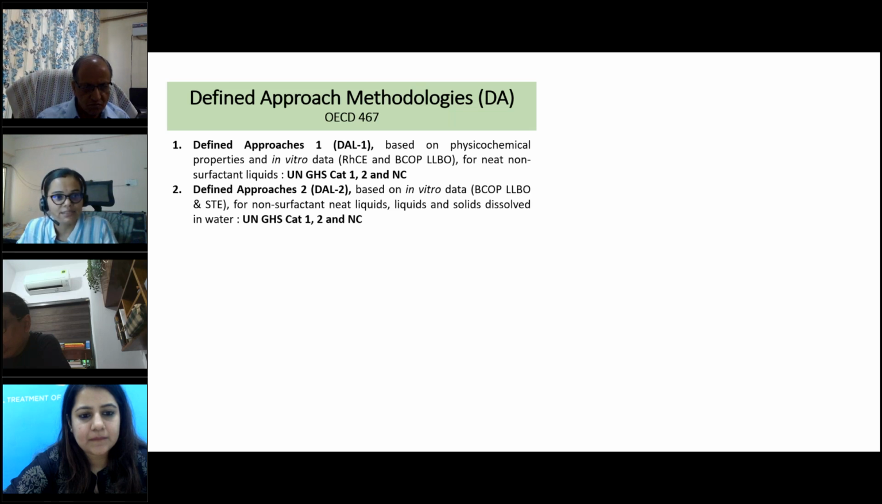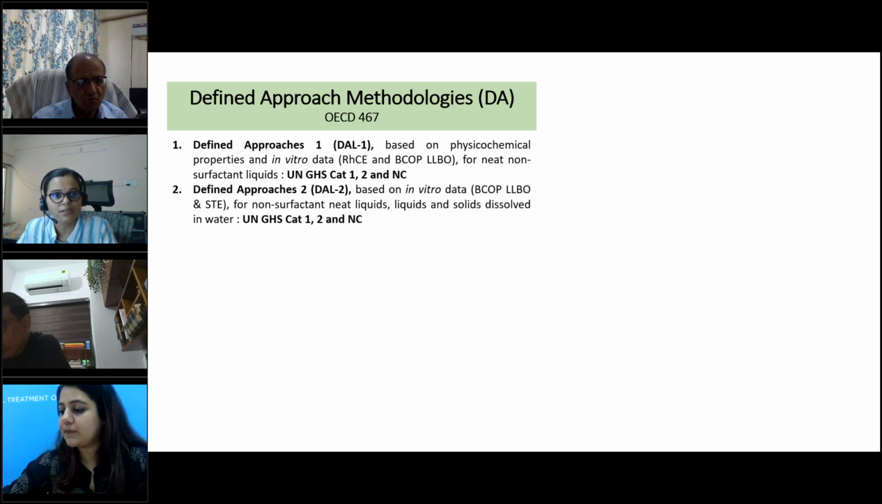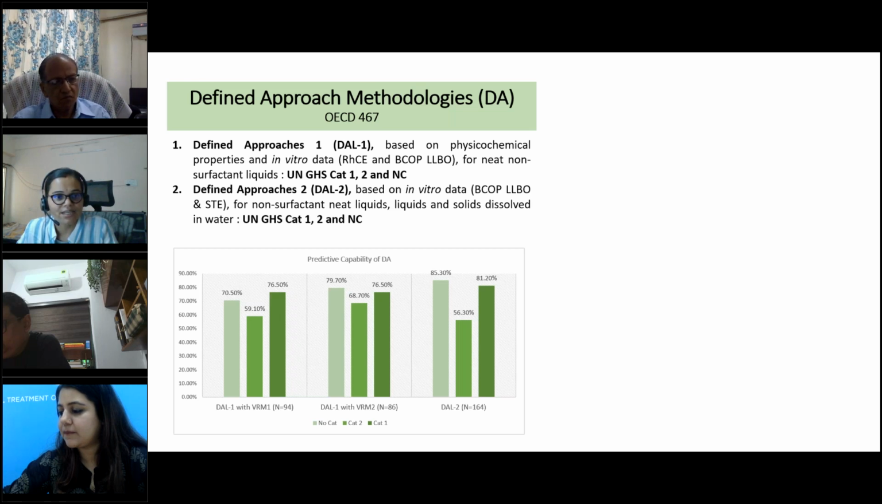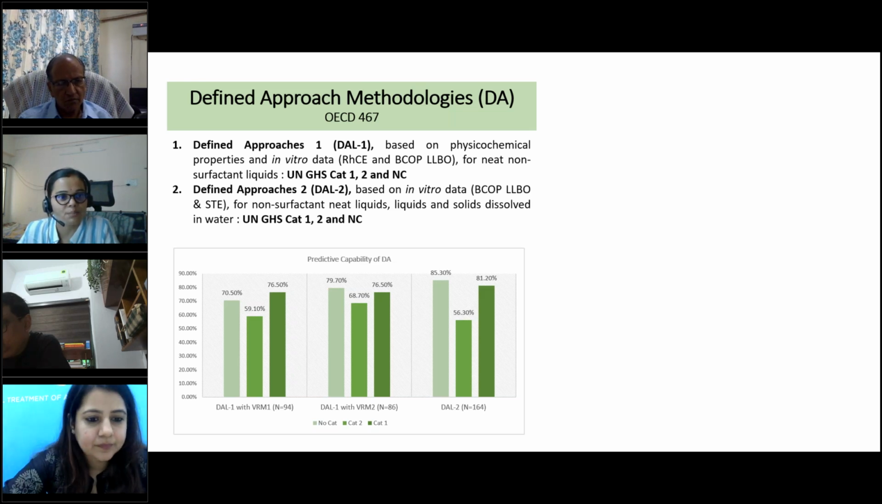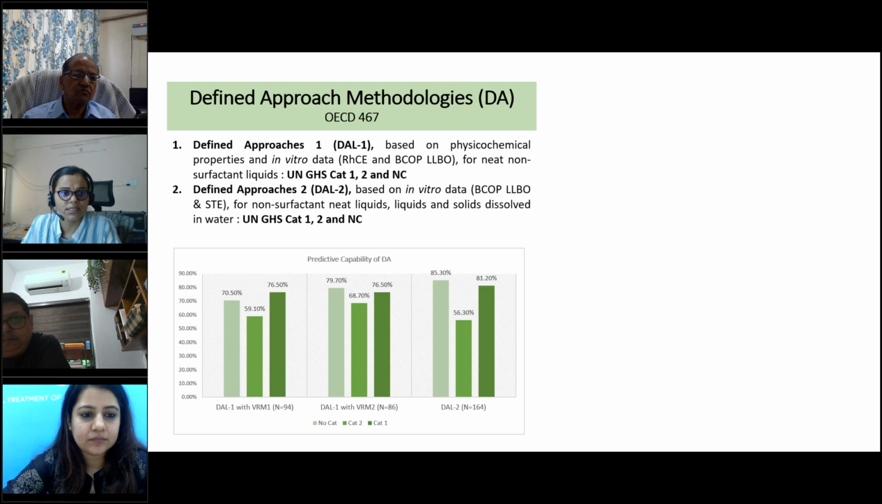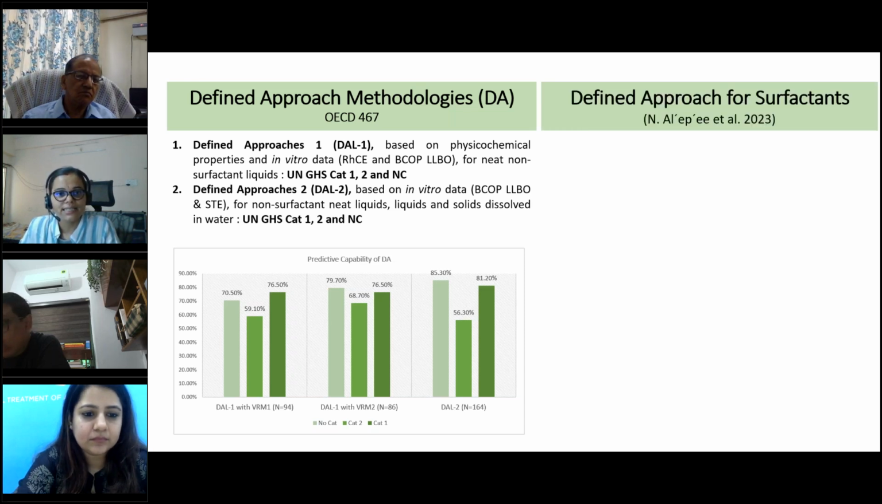To classify them under UNGHS category 1, 2 and non-category. So there is a graphical representation of the predictive capability of these defined approaches, where the capability is above 50 and almost up to 85% with category approach 1 and 2 as well. Recently, Alapi et al. have published a paper on the usage of defined approaches for surfactants, which was a limitation with other defined approaches.